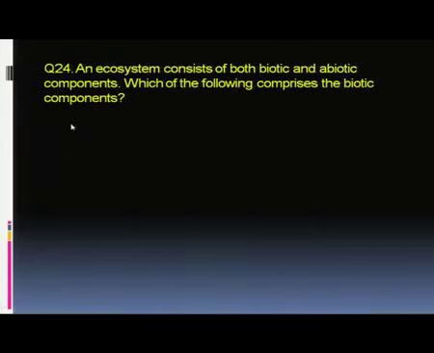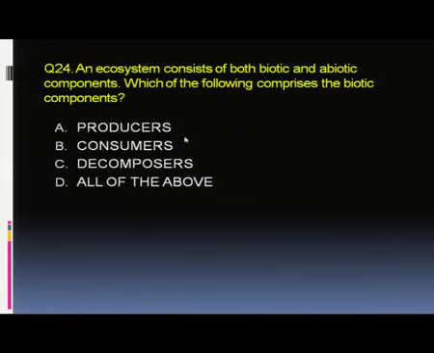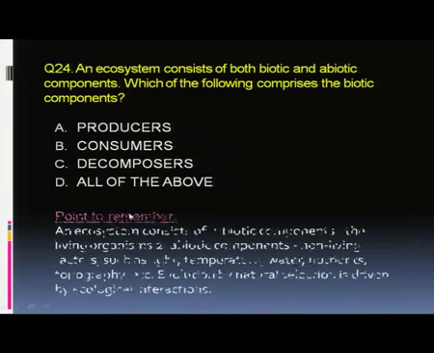Next, question number 24. An ecosystem consists of both biotic and abiotic components, biotic the living organisms and abiotic the physical components. Which of the following comprises the biotic components? A is producers, B consumers, C decomposers and D all of the above. I think this is a very easy question. Producers, consumers, decomposers, all are living components and all comprise the biotic component. So, the correct option will be D, all of the above.